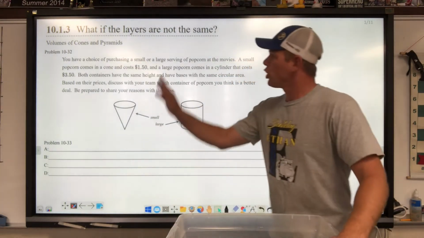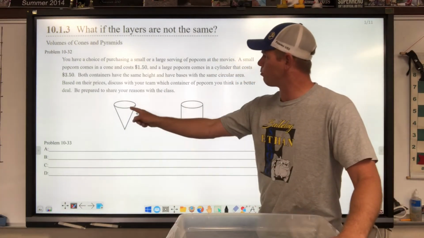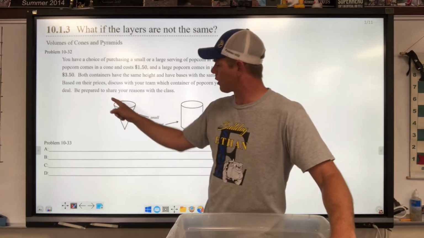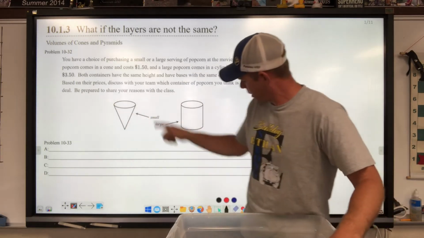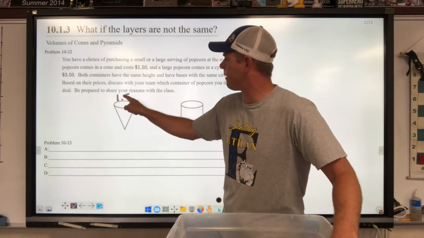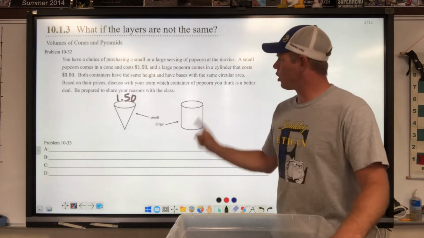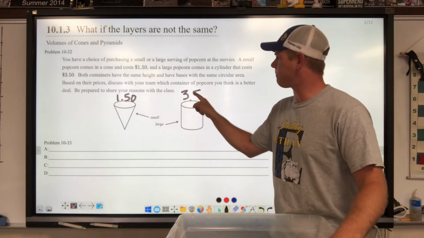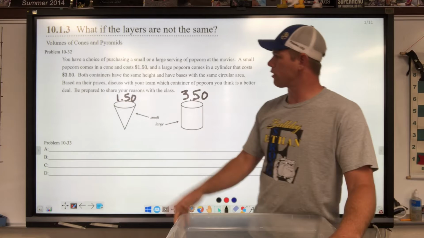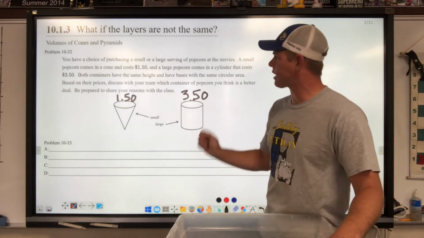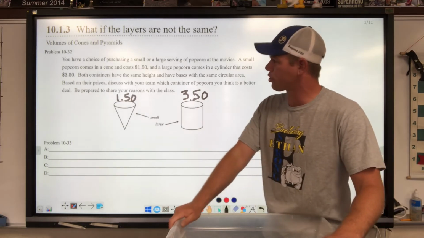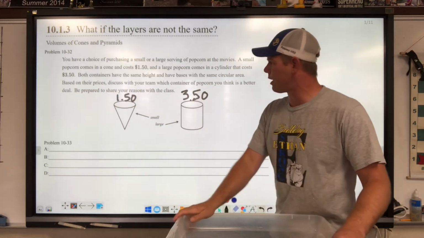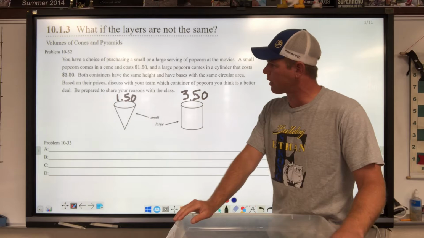So here we go. You have a choice of purchasing a small or a large serving of popcorn at the movies. A small popcorn comes in a cone and costs $1.50. And a large popcorn comes in a cylinder that costs $3.50. Both containers have the same height and the same bases with the same circular area. Based on their prices, discuss with your team which container of popcorn you think is a better deal.